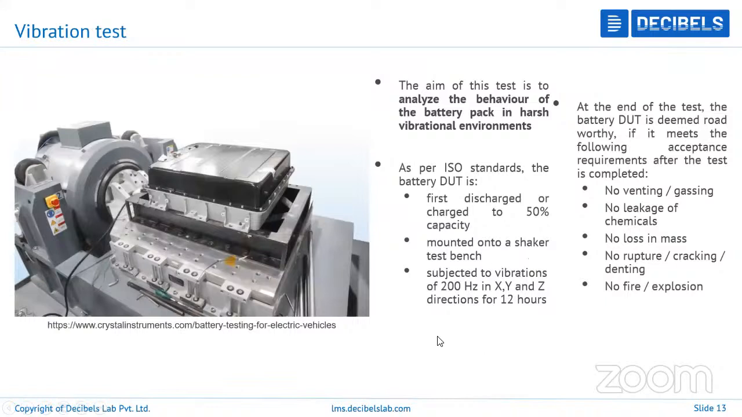And now we have the vibration test. Okay, so the vibration test is where a battery pack will be kept on a vibration test bench like this. What you're seeing here on the left hand side is the test bench, and it will be subject to vibration in all three directions. So in the x direction, that is the longitudinal direction, lateral direction y, and vertical direction z. In all these three directions, it will be subject to vibration at 200 hertz.